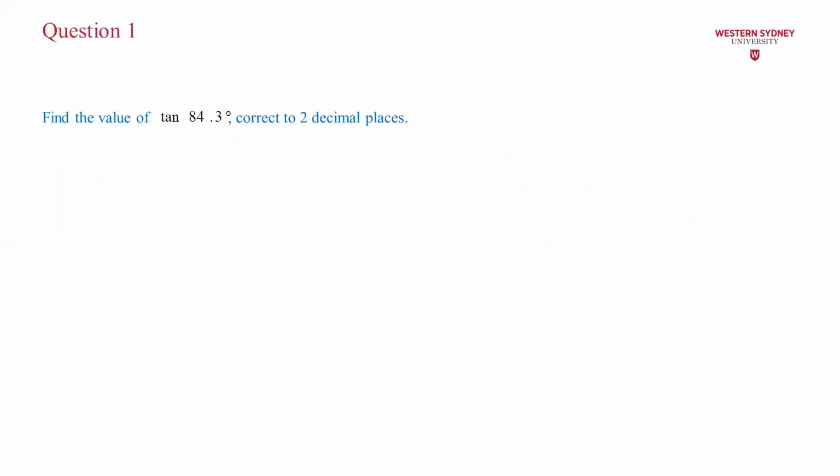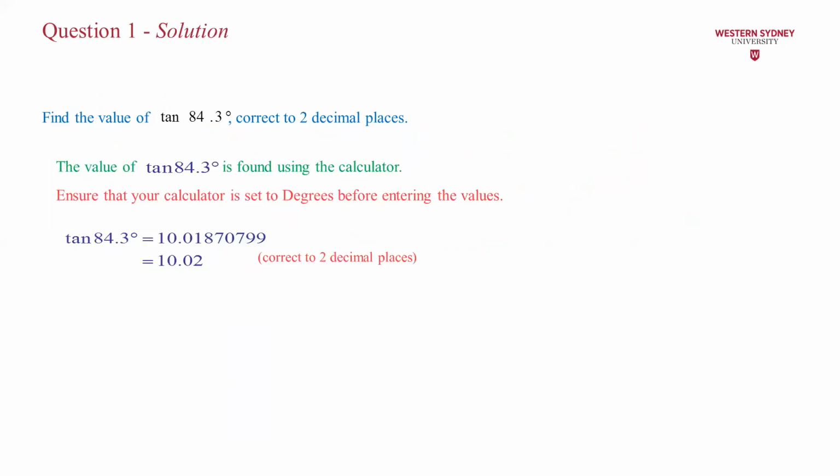Question 1. Find the value of tan 84.3 degrees correct to 2 decimal places. Pause the video now. Using the calculator and rounding it off, the answer is 10.02 to 2 decimal places.